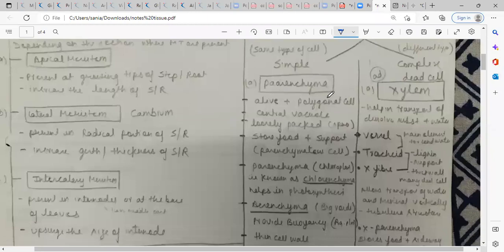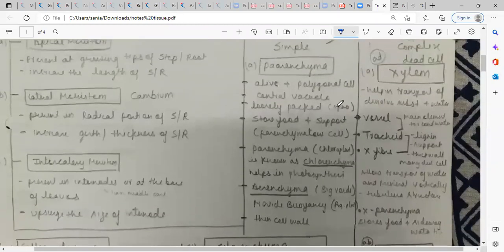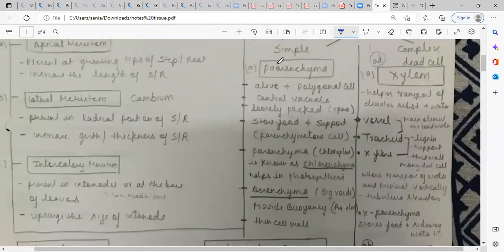Now coming to parenchyma. Parenchyma has a few characteristics, and we'll write everything in short. If they ask you the characteristics of parenchyma, you have to write that parenchyma is alive. So first of all, parenchyma is not a dead cell; it is alive, plus polygonal cells, so its shape is polygonal.